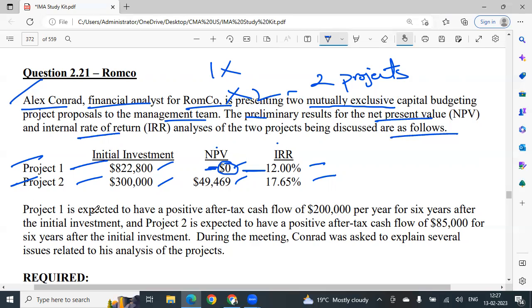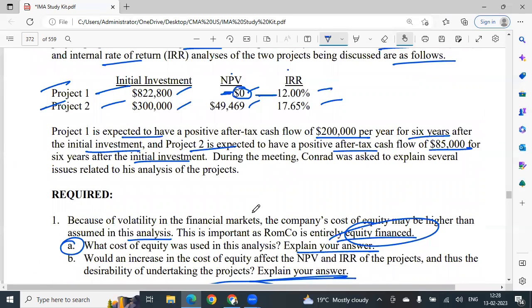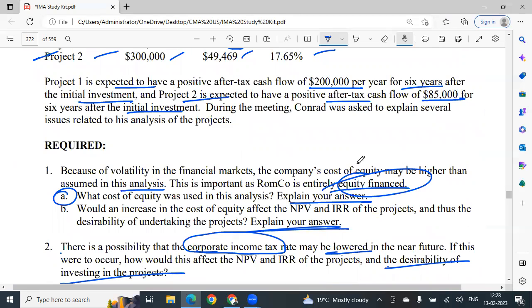Fine. Project 1 is expected to have positive after-tax cash flows of 200,000 per year for 6 years after the initial investment. And project 2 is expected to have a positive after-tax cash flow of 85,000 for 6 years after the initial investment. During the meeting, Conrad was asked to explain several issues related to his analysis. So here are our questions related to it. Because of volatility in the financial markets, the company's equity can be higher and assumed in this analysis. The first question is, what cost of equity was used in this analysis?